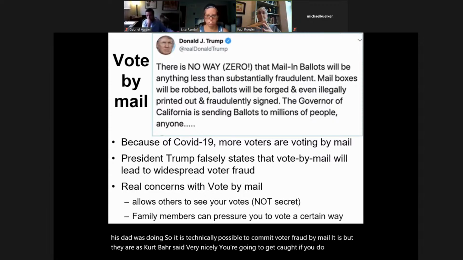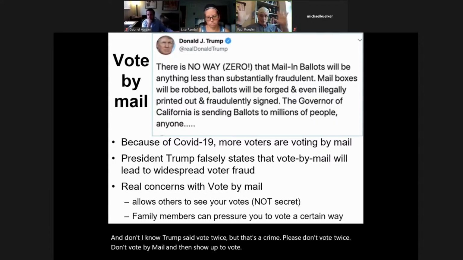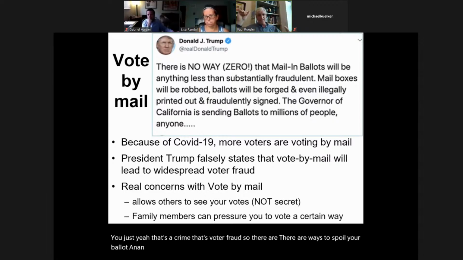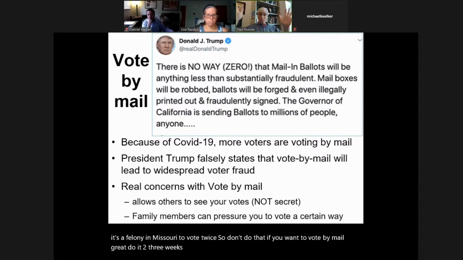I know Trump said vote twice, but that's a crime. Please don't vote twice. Don't vote by mail and then show up to vote. That's a crime. That's voter fraud. There are ways to spoil your ballot, but you absolutely do not do that. It is voter fraud. I think it's a felony in Missouri to vote twice. So don't do that. If you want to vote by mail, great. Do it 2-3 weeks early. If you want to vote in person, great. Wear a mask, as Lisa was saying, wear a mask.